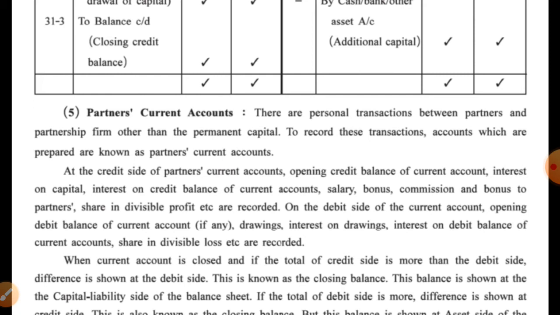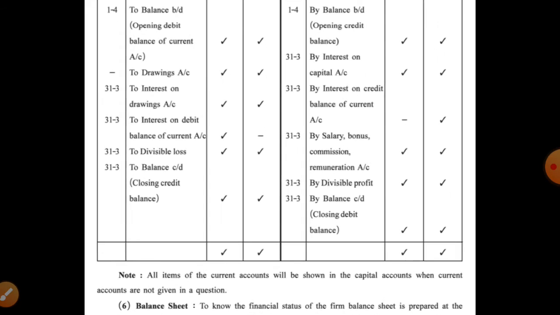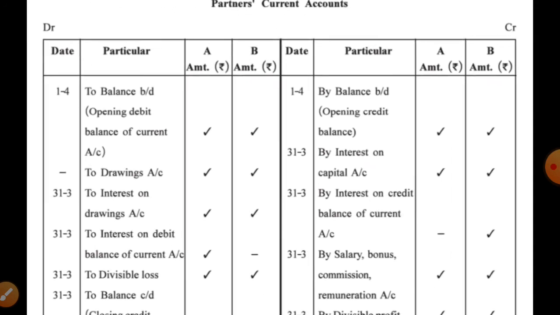And on the debit side, if there is any kind of drawings, interest on debit balance of current account, share in divisible loss, those are recorded on the debit side of current account. Okay. Now let us understand the format or the specimen of partners' current account.